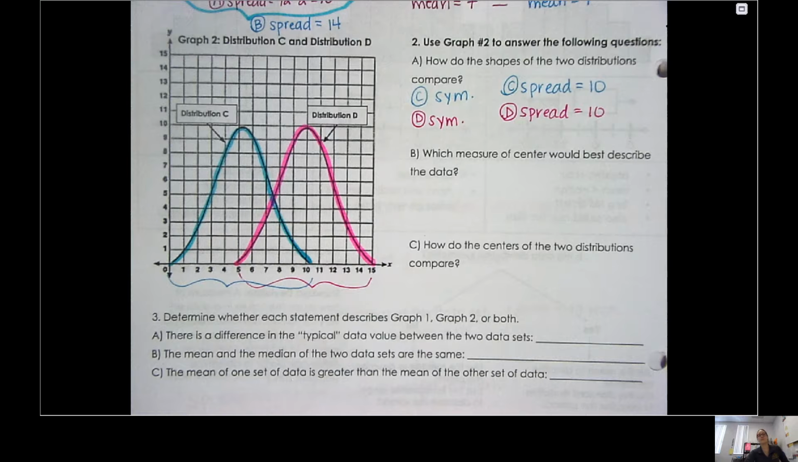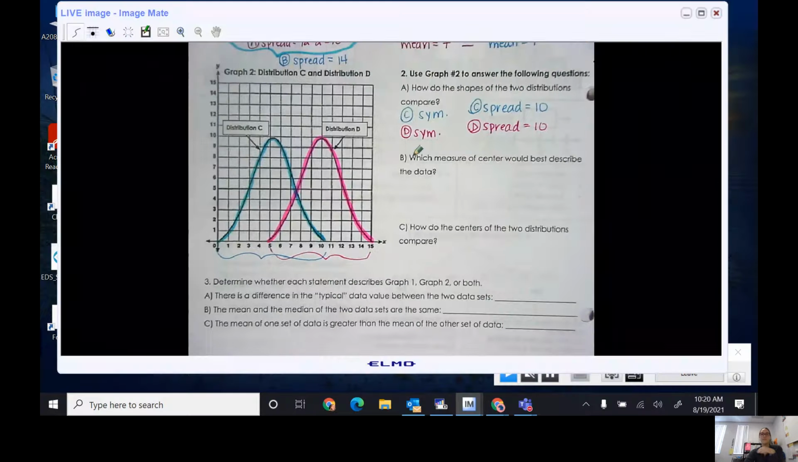Did something freeze? It froze. It's my computer freezing. One second. Thank you.